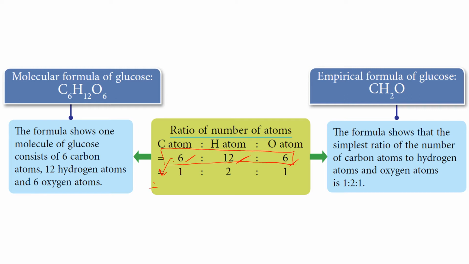So 6 we will divide by 6, and the rest also divide by 6. This one also divide by 6. So 6 divided by 6 you get 1. 12 divided by 6 you get 2. And 6 divided by 6 you get 1. So that's how you get the simplest number. Alright?